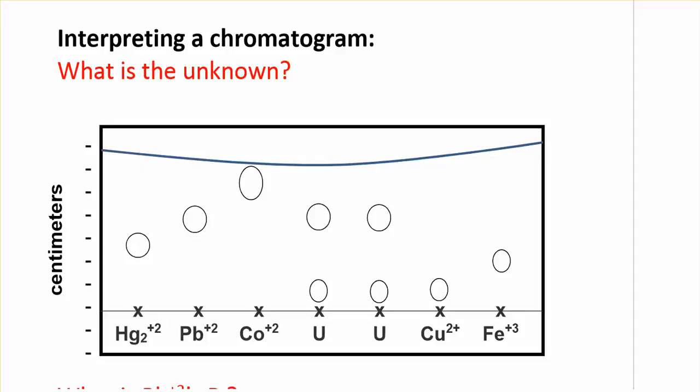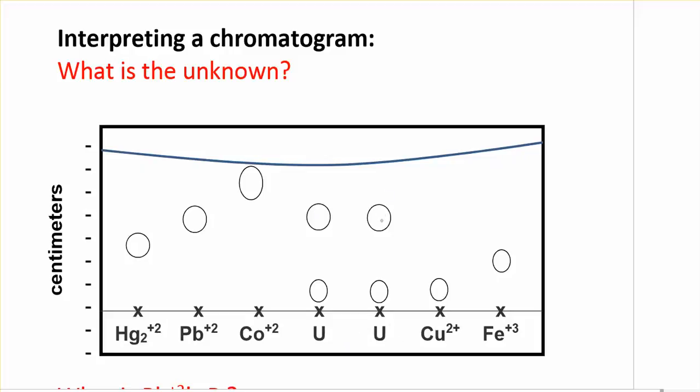Let's look at how we could interpret a chromatogram. Now this one is made up data, totally made up data, but let's just say this is how it came out. How would we interpret it? Well, first of all, what is our unknown?